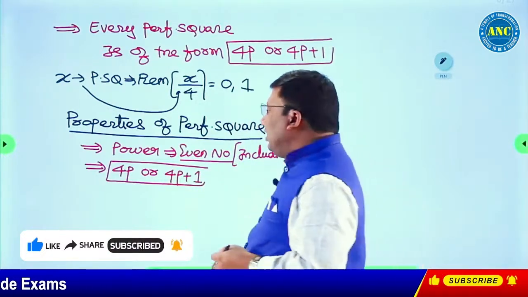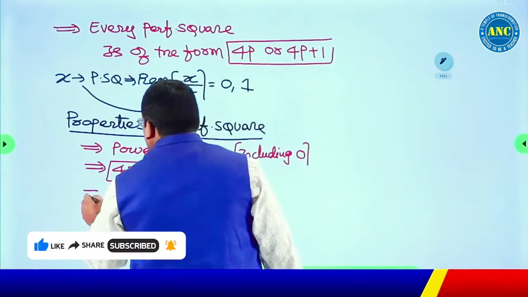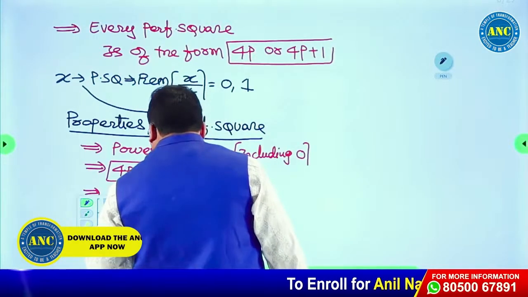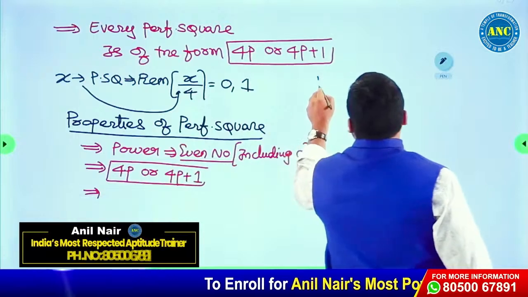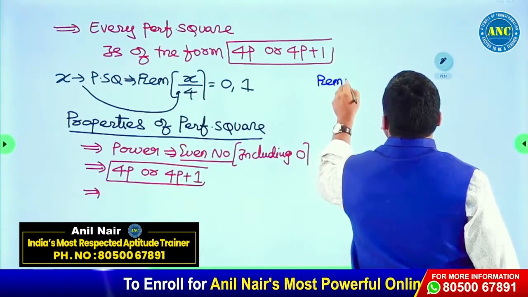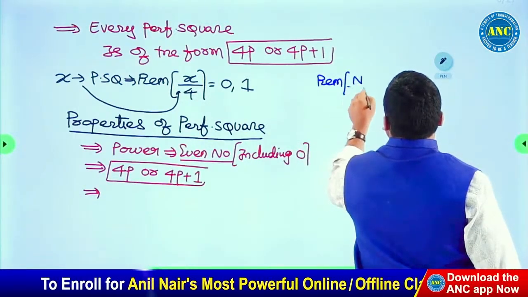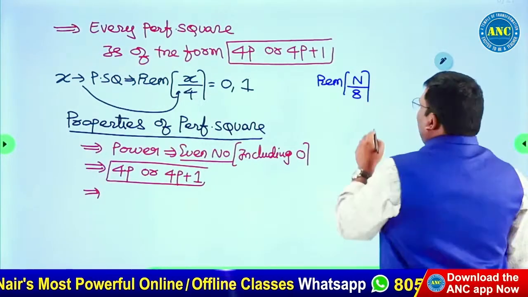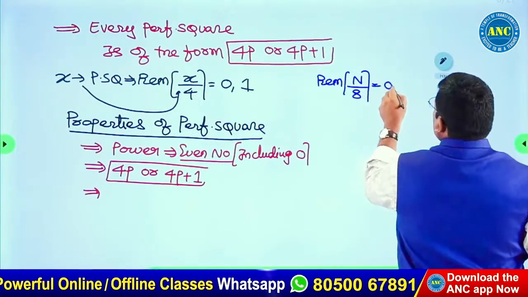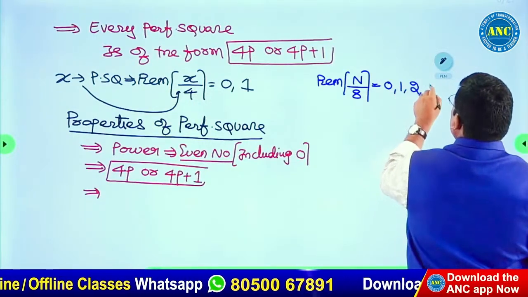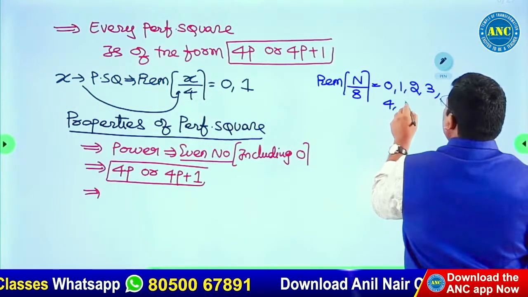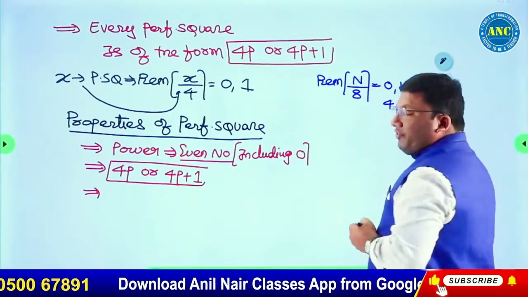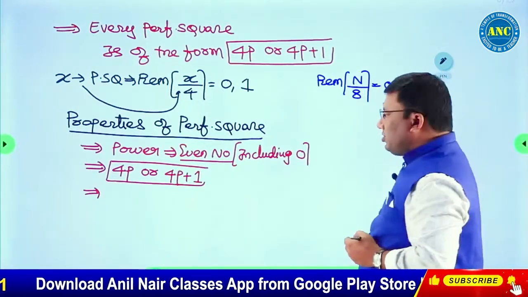If I go a little to CAT level, in terms of a little advanced level, suppose I take a number and divide it by 8. If you divide any number by 8, what are all the remainders you will get? 0, 1, 2, 3, 4, 5, 6, 7. These are all the possible remainders.